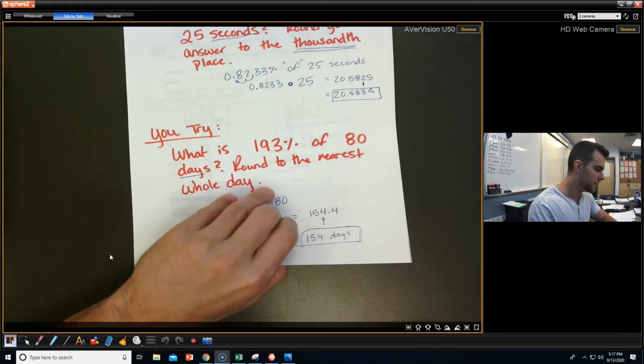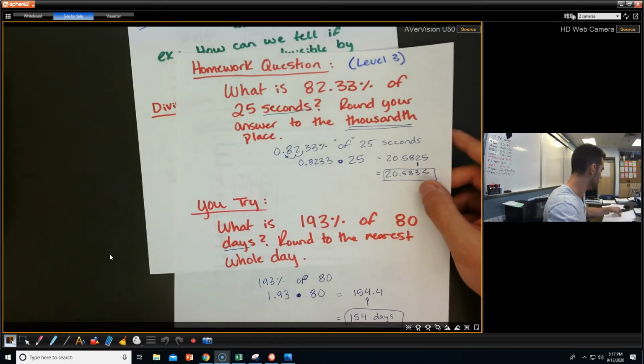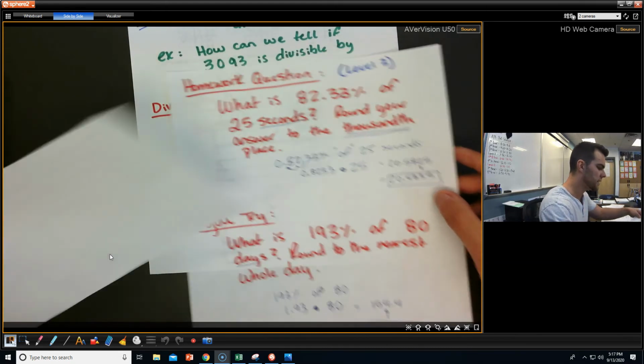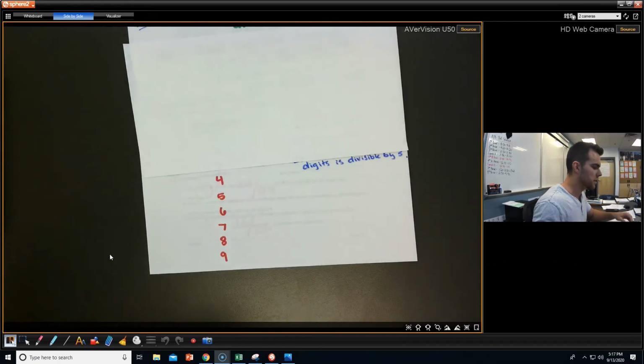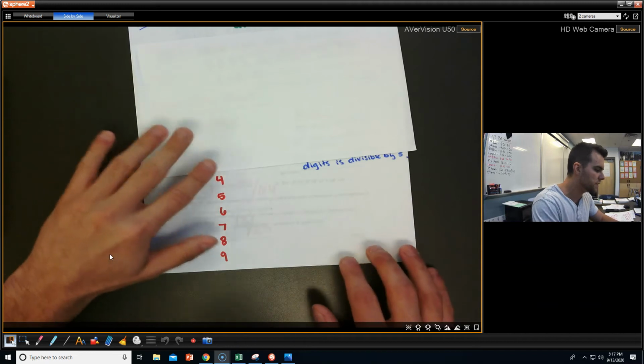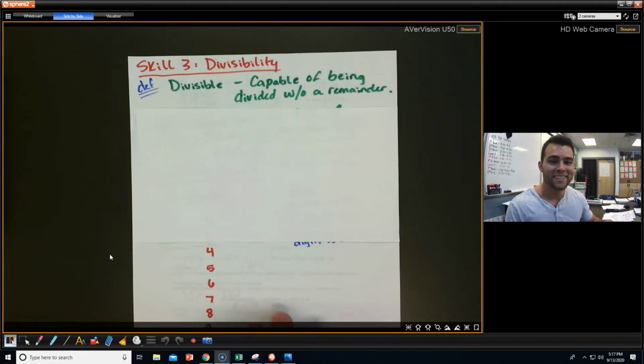Not too bad. Now let's move on to reducing. And first, before we do that, we need to talk about something called divisibility. Okay? Divisibility. What is divisibility? All right, well, here's a definition of divisibility. To be divisible, and I guess it'd help if you could see it. So divisible means capable of being divided without a remainder.